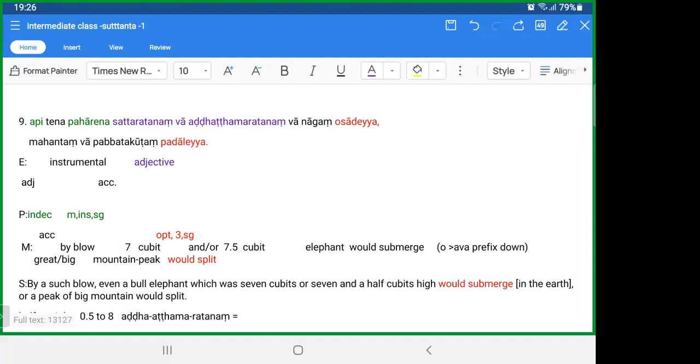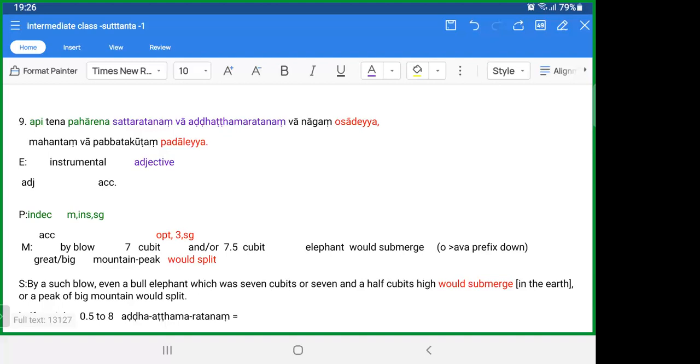Anybody? Subject. Okay. Joyce, you say it's an object. Brother Carl, you say it's a subject. Okay, now we have two different answers. Joyce, can you tell me why you think it's object here? It's about the elephant. So you think the elephant is an object? Yes. Brother Carl, you think the elephant is subject? Yes, because it's talking about the elephant. So when you talk about the elephant, the elephant is the subject.